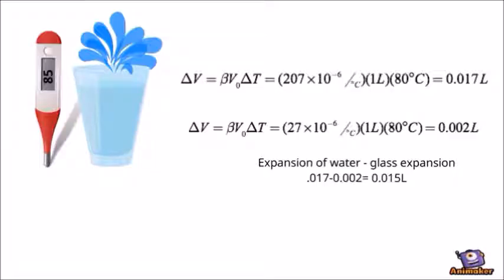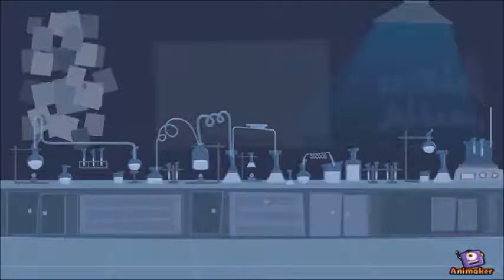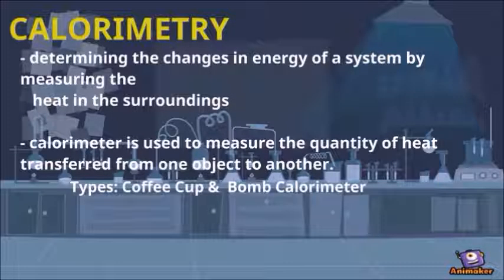In a similar fashion, you can find the expansion of the glass: multiply 27 times 10 raised to -6 per degree Celsius, by 1 liter, times 80 degrees Celsius, which is equal to 0.002 liters. The amount of water spilling out is equal to the difference between the water's expansion and the glass's expansion, or 0.015 liters.